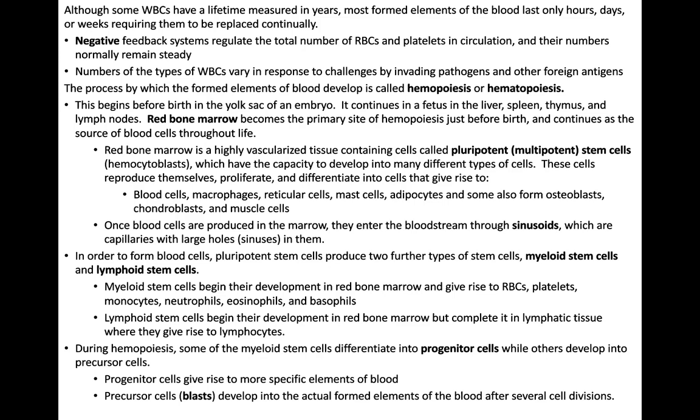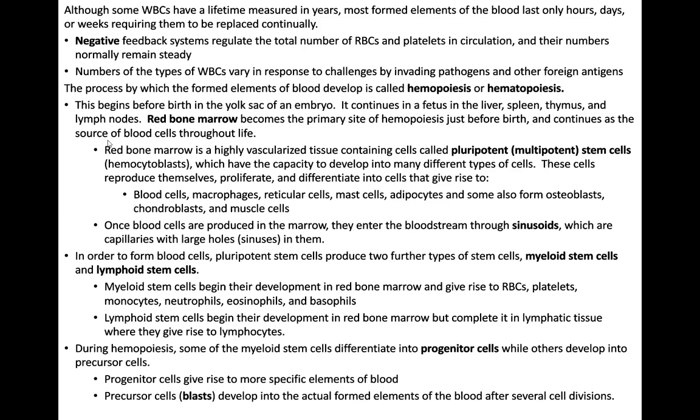The process in which we form the formed elements of the blood is called hemopoiesis or hematopoiesis. Both those terms mean the same thing. Before birth, it begins in the yolk sac of an embryo, and this is all very, very early in fetal development, before any organs are developed. It continues in the fetus in their liver, spleen, thymus, and lymph nodes. But just before birth, in the last trimester or so, the red bone marrow becomes that primary site.